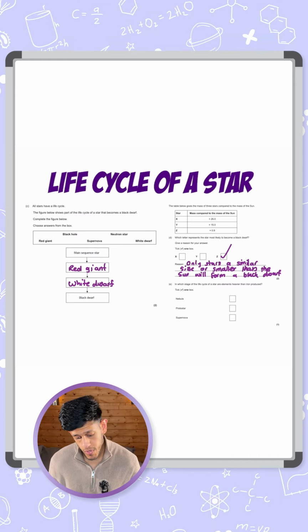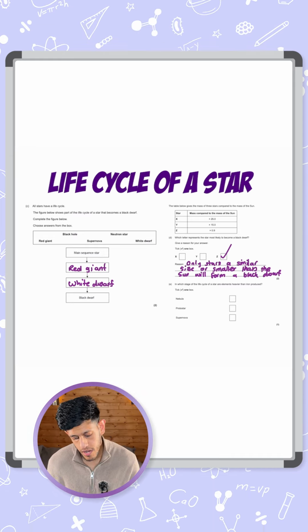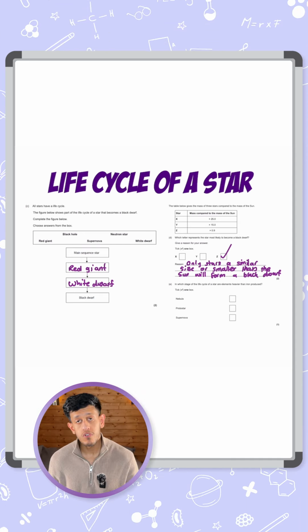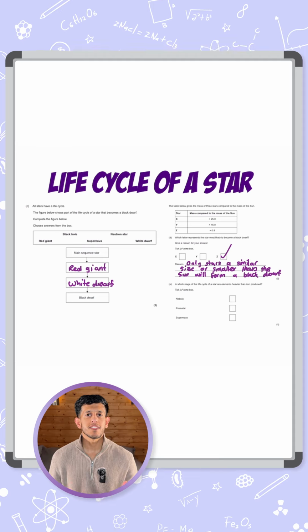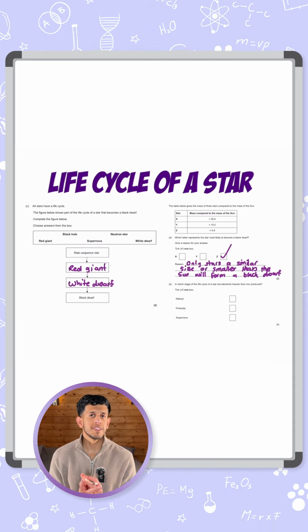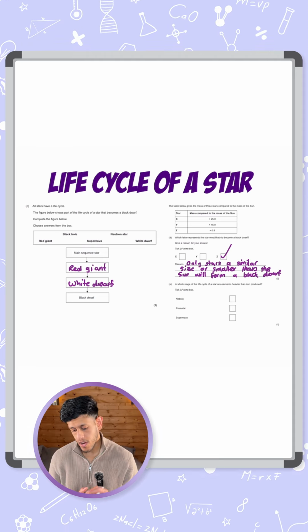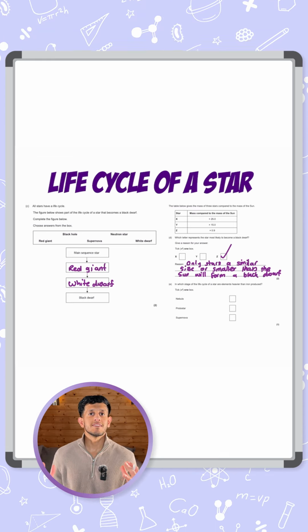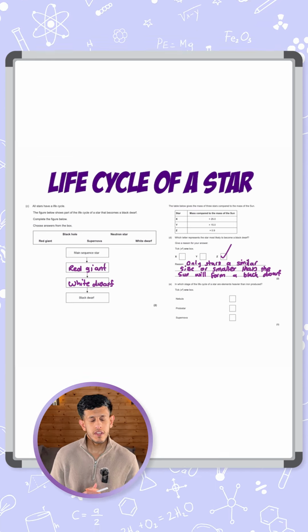And for the last mark of this question, it says, in which stage of the life cycle of a star are elements heavier than iron produced? Is it a nebula, protostar, or supernova? So a nebula is just when the cloud of dust and gas comes together, so fusion hasn't even happened yet, so that can't be right. A protostar is still in the early stages of fusion, it hasn't reached the stable state of main sequence like our sun, so that is not correct.